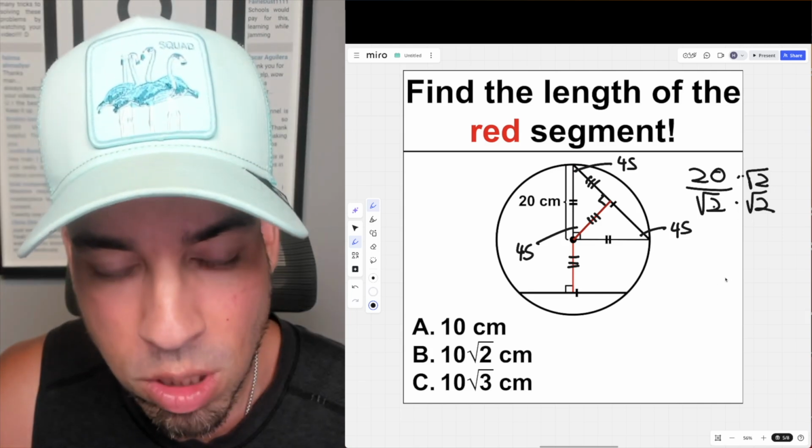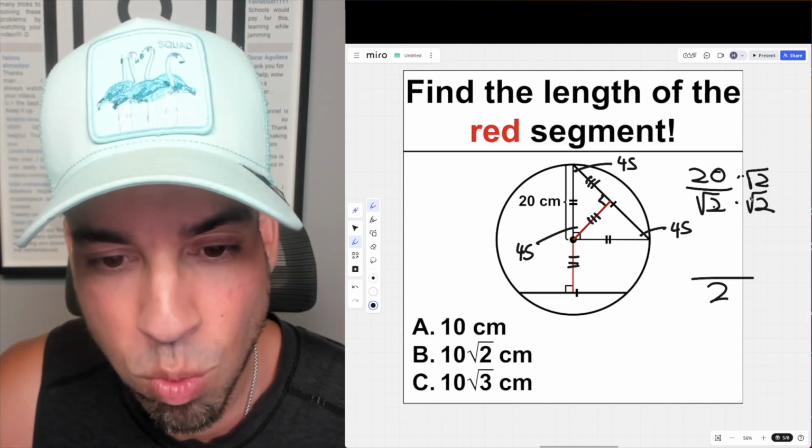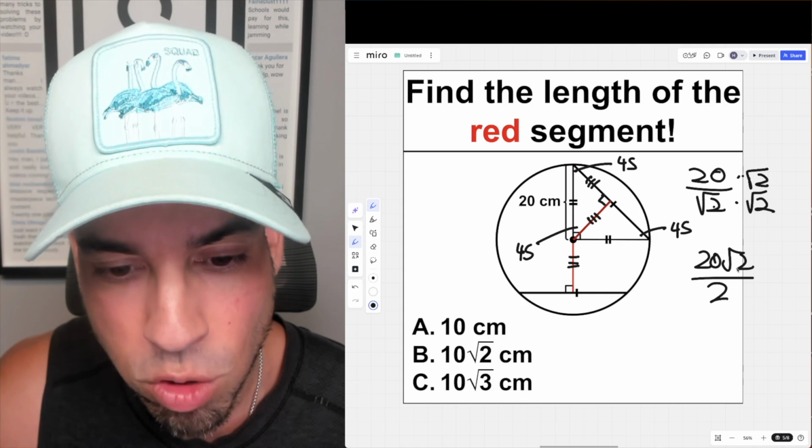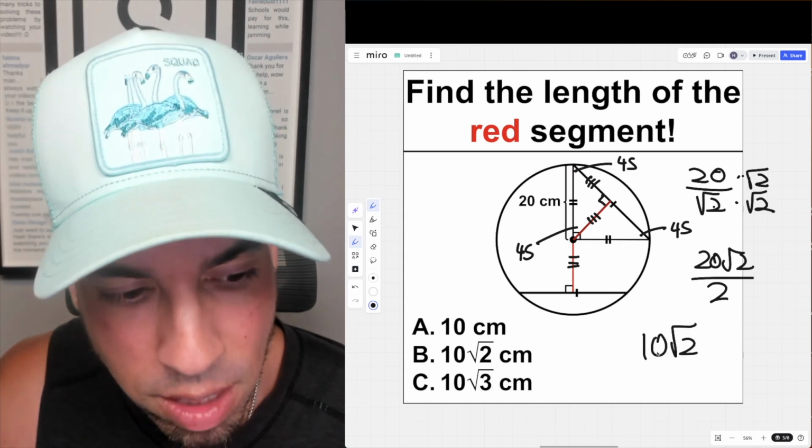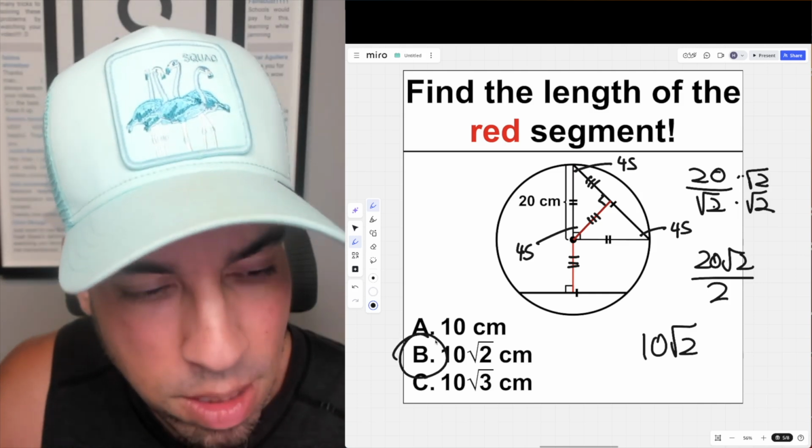So on the bottom we have root 2 times root 2, which is 2. On top we have 20 times root 2, which is just 20 root 2. Now we can simplify 20 over 2, which is 10, and we end up with 10 root 2 centimeters, which means B is the winner.